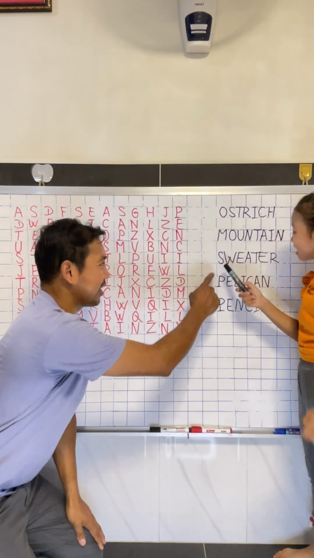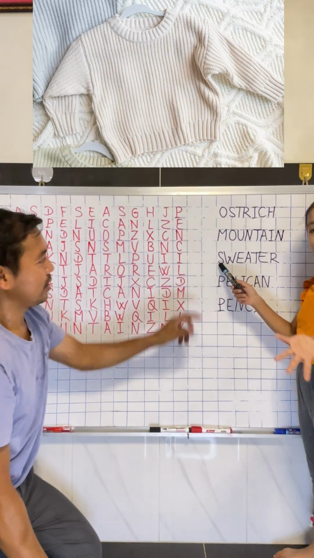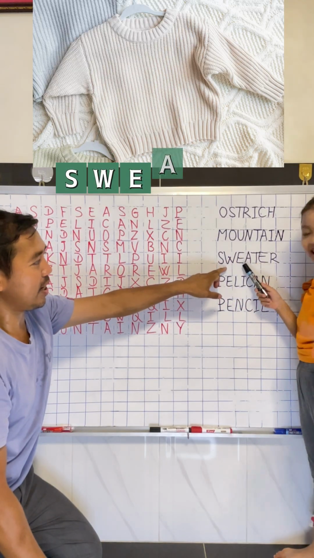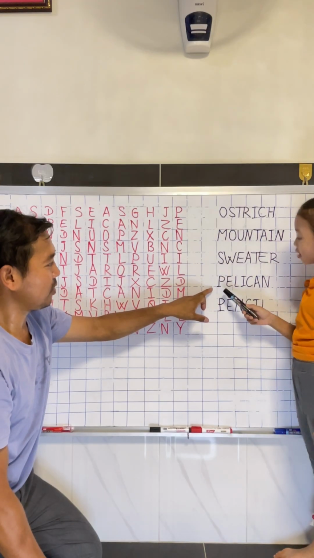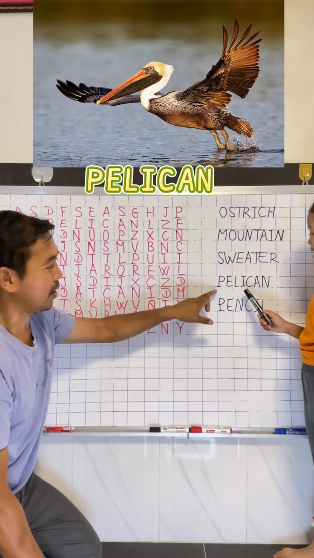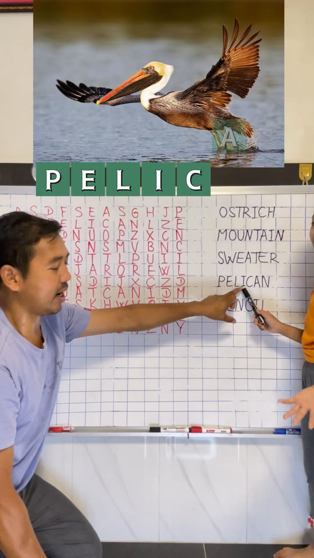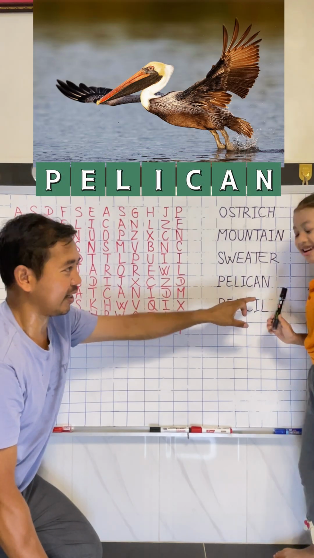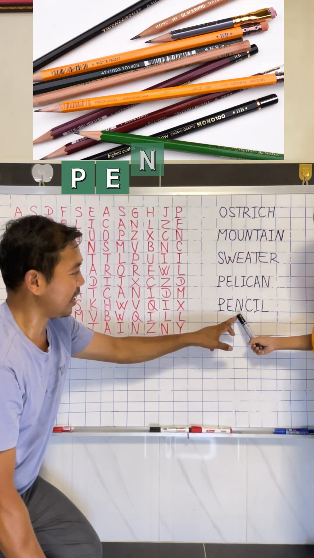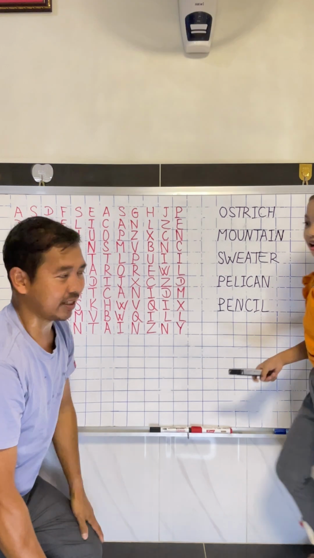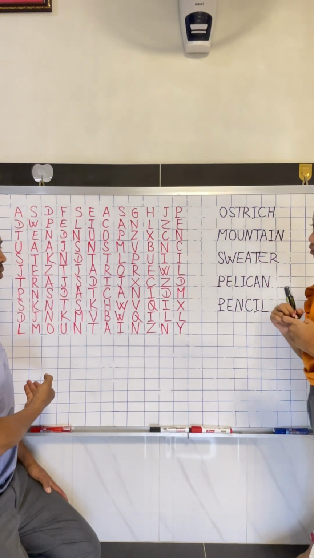Yeah, correct. And number 3 is sweater. Sweater. S-W-E-A-T-E-R. And number 4, pelican. P-E-L-I-C-A-N. And the last one, pencil. P-E-N-C-I-L. Yeah, correct. Pencil is for drawing.